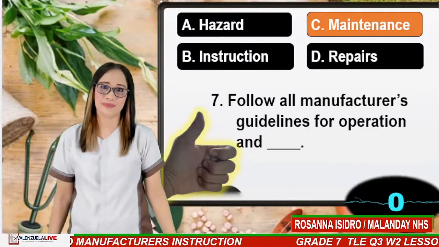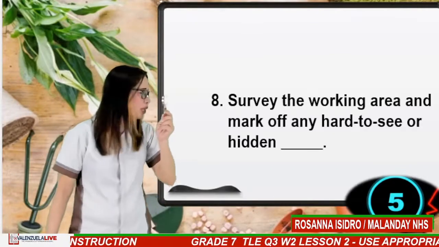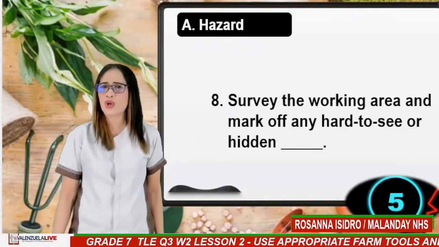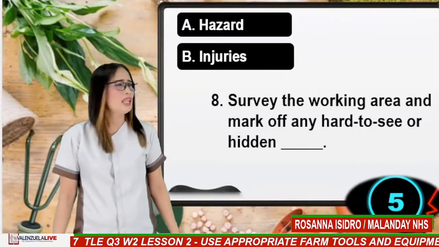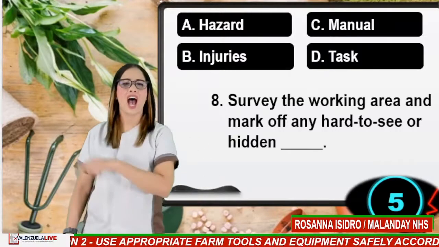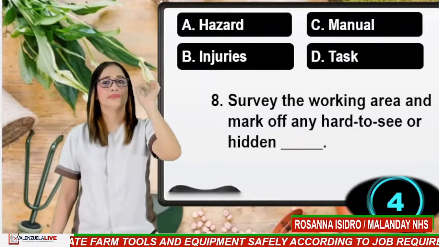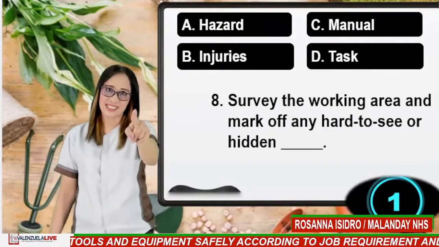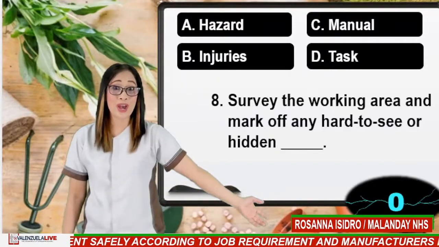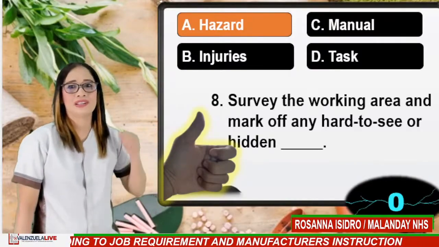Number 8. Survey the working area and mark any hard-to-see or hidden blank. It is letter A, hazard. Letter B, injuries. Letter C, manual. Or letter D, task. Your time starts now. Time's up. If your answer is letter A, hazard, that's awesome.